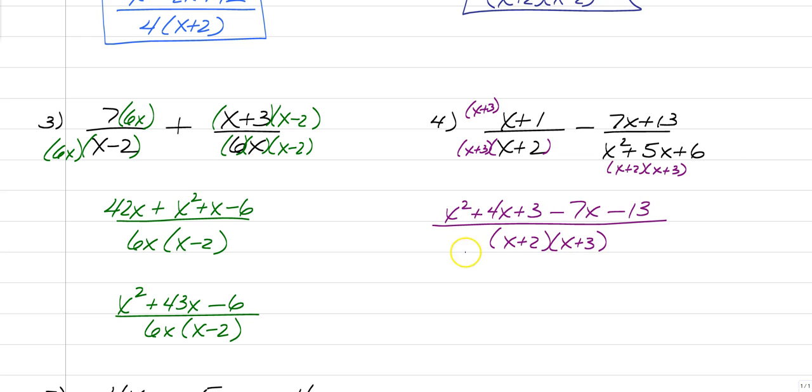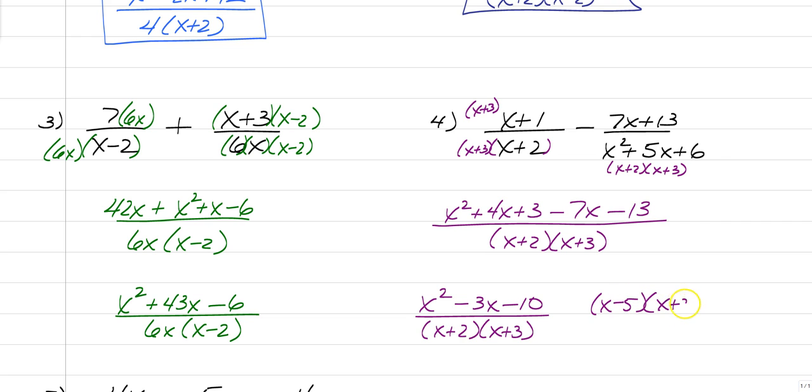And now you got to combine all of your like terms. So we're going to have x squared minus 3x minus 10 all over x plus 2 and x plus 3. But this can be simplified. What multiplies to a negative 10 and adds to a negative 3 would be an x minus 5 and an x plus 2, all over x plus 2 and x plus 3.